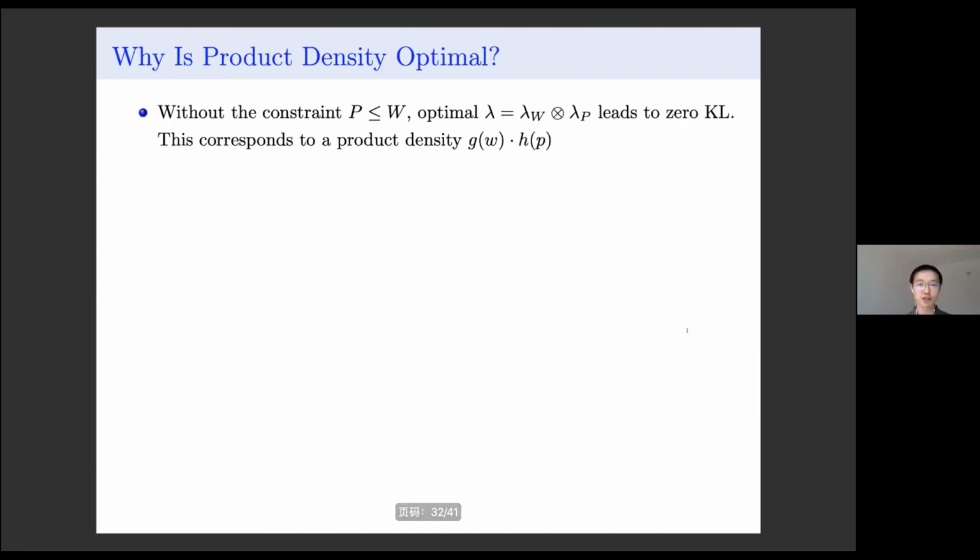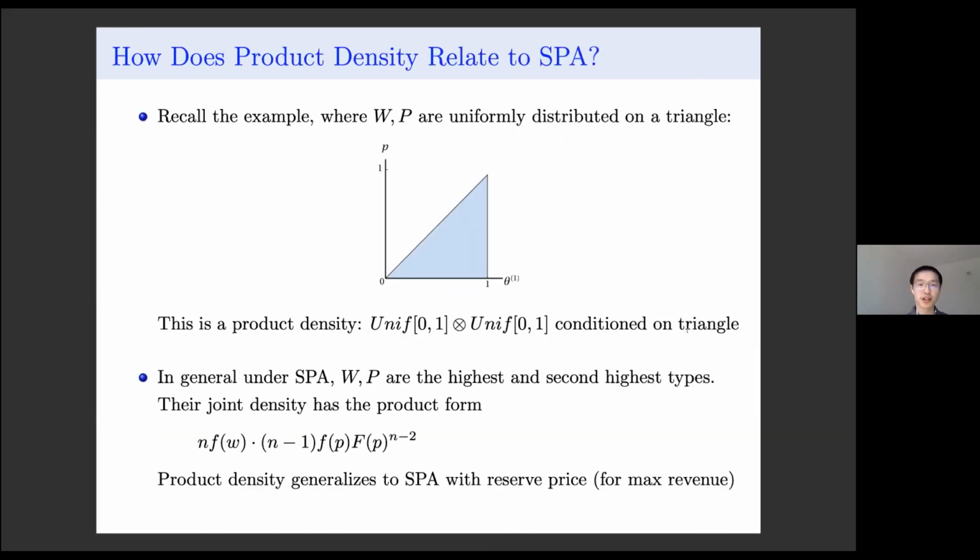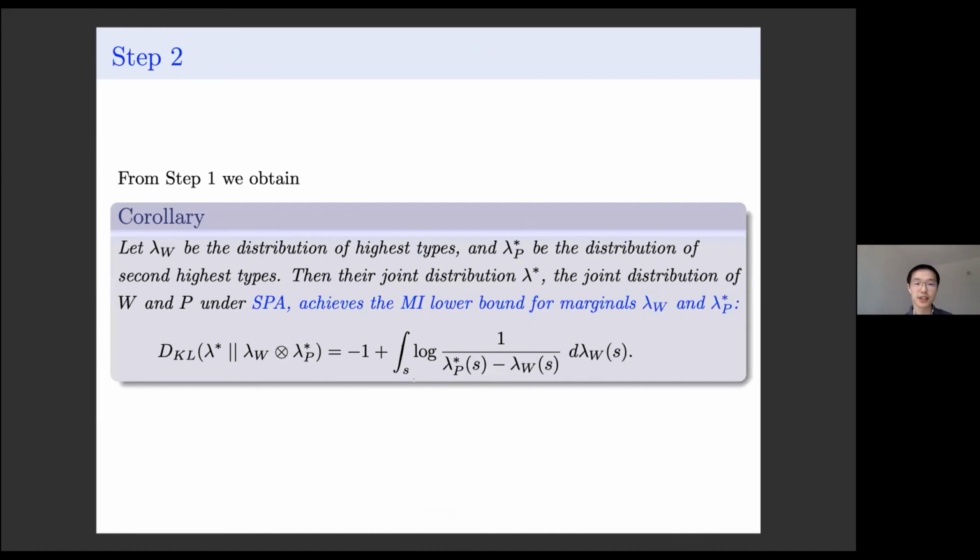Okay, so I'm going to skip discussing why product density is optimal and go straight to the connection to the second price auction. Recall the example of two buyers with uniform types. Then these two random variables are going to be uniformly distributed on this triangle. And this is exactly a density that has the product form. It's the uniform distribution on the entire square conditioned on the triangle. And more generally, the second price auction has the property that the highest and second highest type have a joint density with the product form. And so what this tells us is that, conditional on the distribution of the payment being the same as under the second price auction, the joint distribution achieved under the second price auction would achieve this mutual information lower bound established in the theorem.